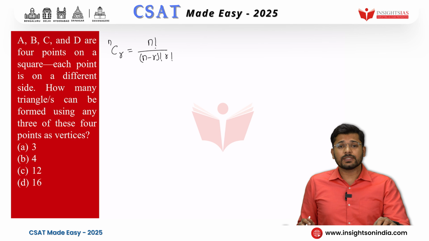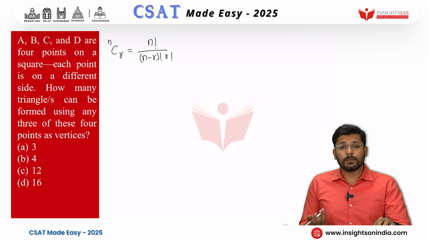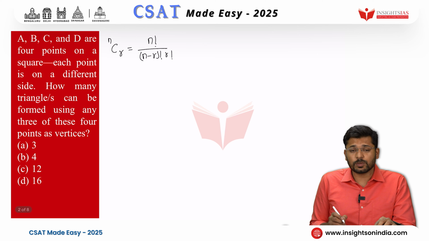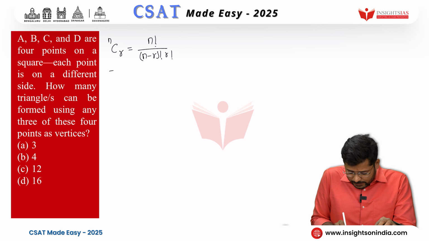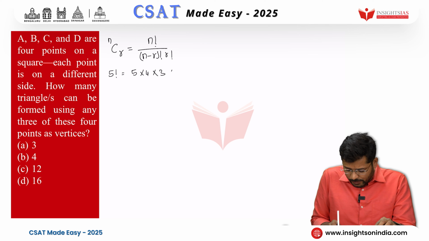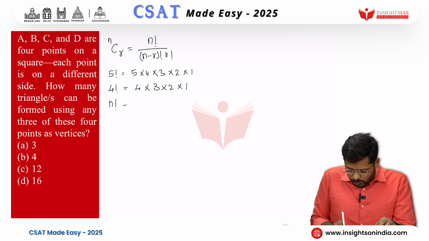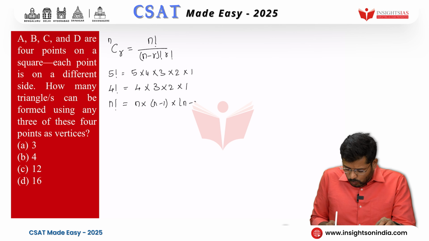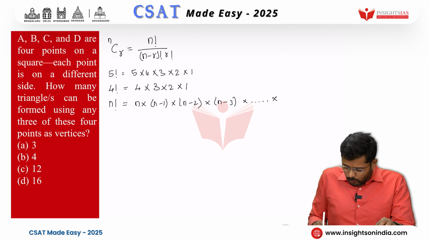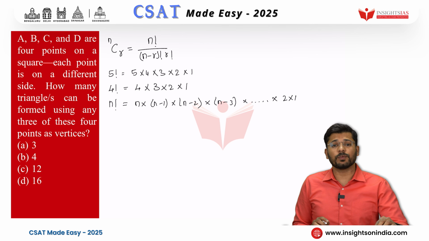Okay, what does this formula imply? Let's understand the concept of factorial first. For example, 5 factorial would be 5 into 4 into 3 into 2 into 1. Similarly, 4 factorial would be 4 into 3 into 2 into 1. That way, n factorial would be n into (n minus 1) into (n minus 2) into (n minus 3) into, that way up to 1. This is the concept of factorial.